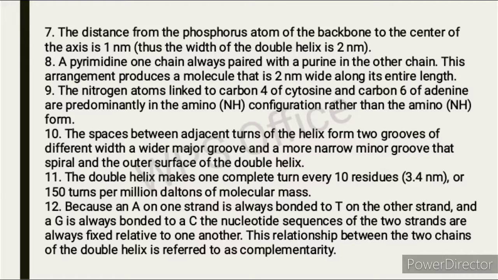A to T pairs are joined by two hydrogen bonds, and G to C pairs by three hydrogen bonds. Number 10: the spaces between adjacent turns of the helix form two grooves of different width, a wider major groove and a more narrow minor groove, that spiral around the outer surface of the double helix.